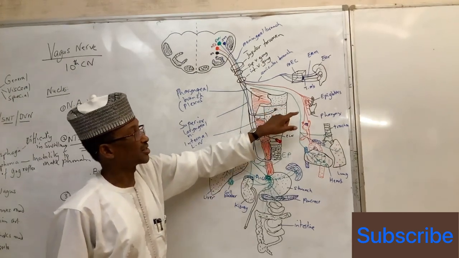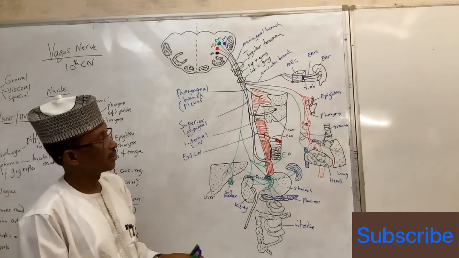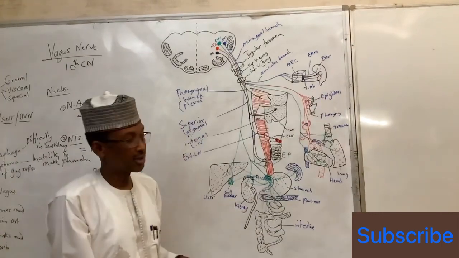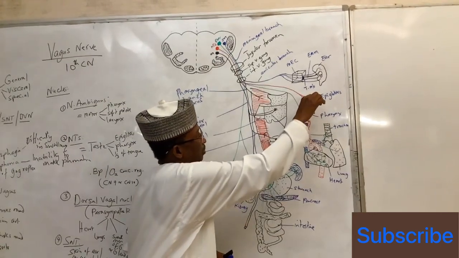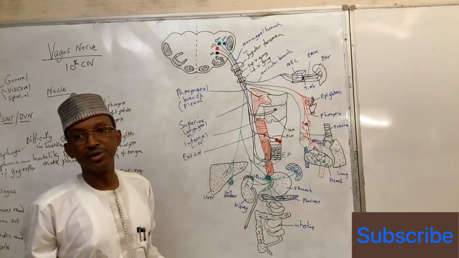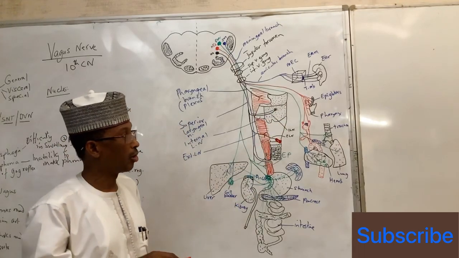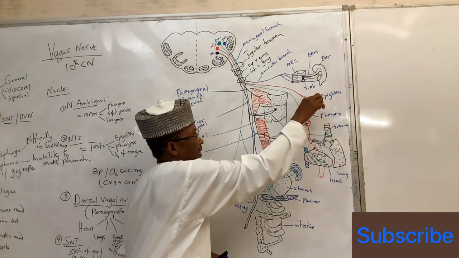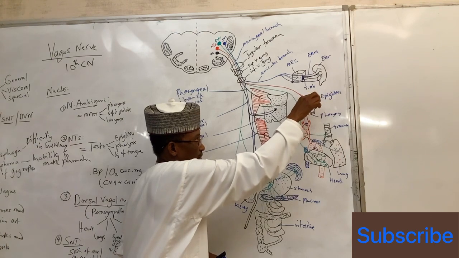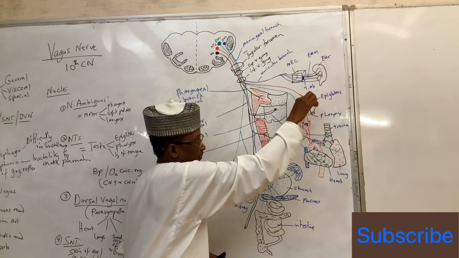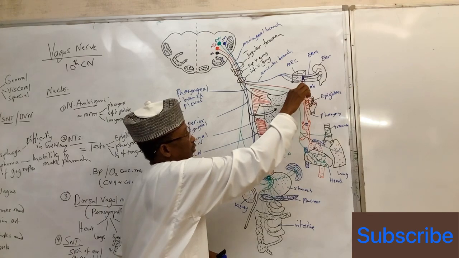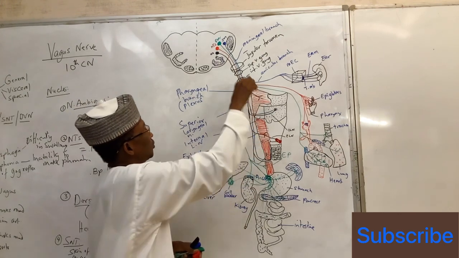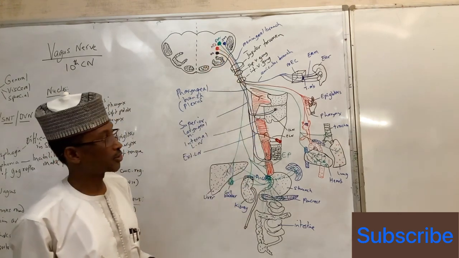So the taste sensation is carried from the anterior aspect of the epiglottis and also from some part of the posterior one-third of the tongue. That means taste sensation from part of the posterior one-third of the tongue, and also taste sensation from the anterior part of the esophagus, and also from the pharynx. All this taste information is carried through this nerve fiber down to the nucleus solitarius.